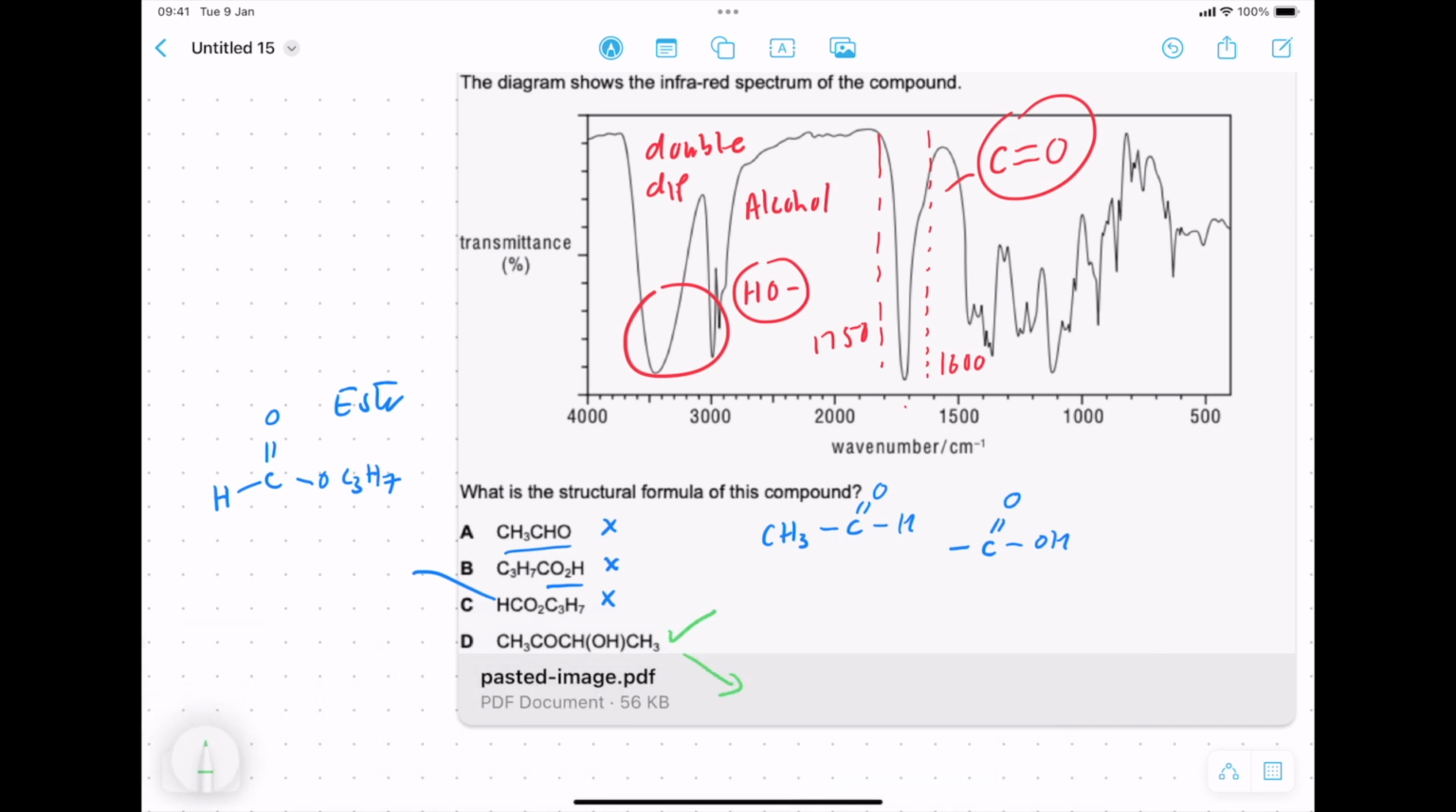But let's just draw it to confirm our answer. We've got CH3, then we've got C double bond O, then we've got CH, which is that H there. And I can see attached to that is the OH, and then on the end is a CH3. So it's actually a hydroxy ketone, or a ketone with an alcohol group, which this spectra confirms.